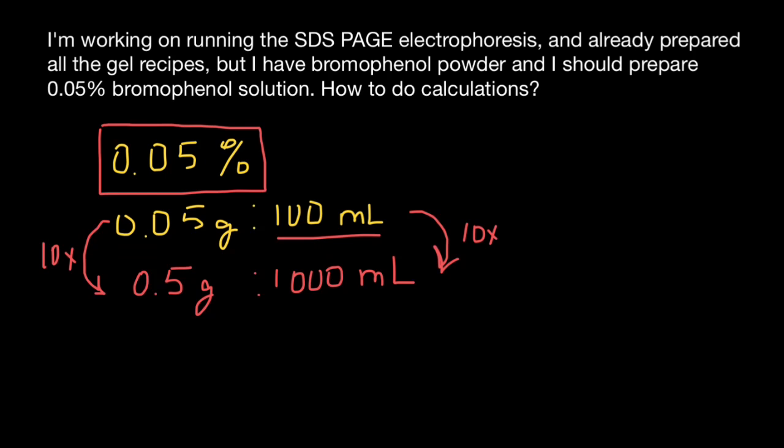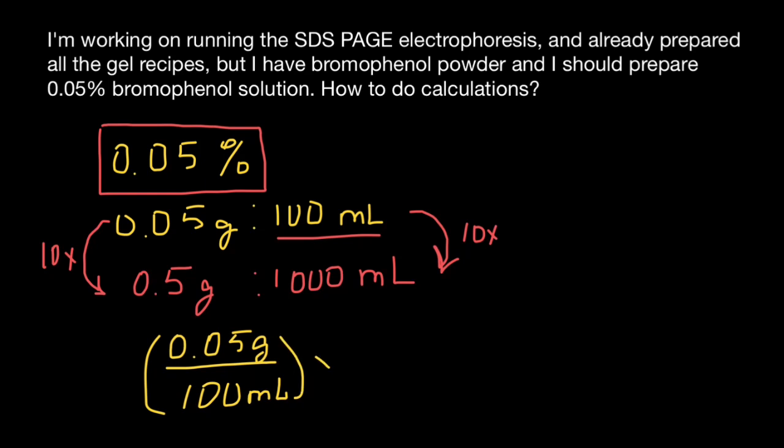But what if we need not 100 milliliters of this concentration, but let's say 20 milliliters? In this case, our calculations would be as follows: 0.05 grams divided by 100 milliliters, times 20 milliliters. And we are going to get 0.01, and this is going to be grams.